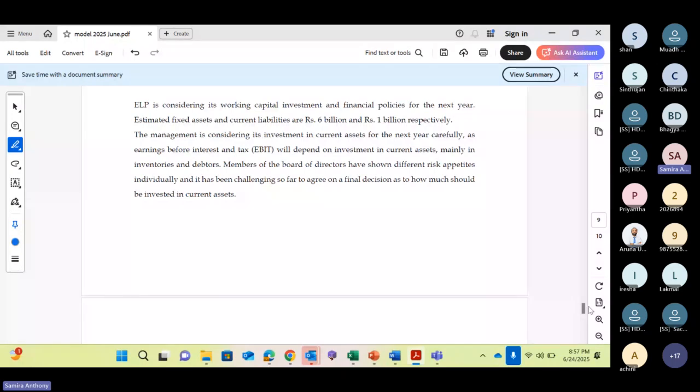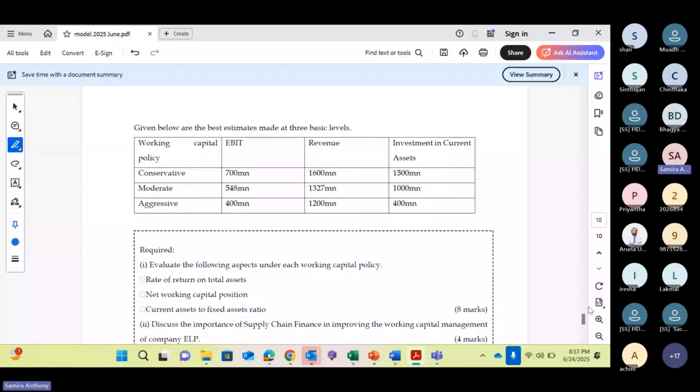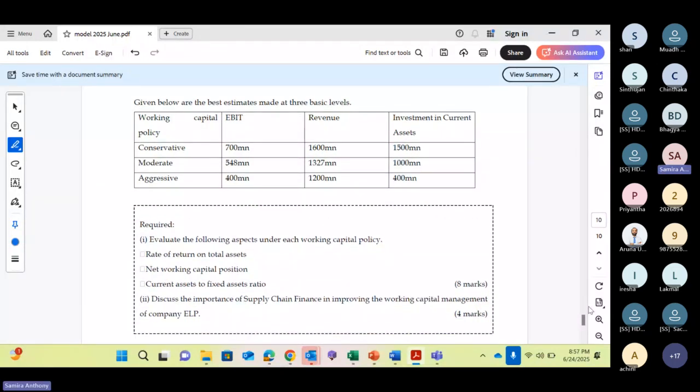Given below are the best estimates made at 3 levels. Working capital policy: conservative, moderate, aggressive. EBIT, revenue, investments in current assets. Evaluate the following aspects under each working capital policy: rate of return on total assets, net working capital position, current asset to fixed asset ratio. Discuss the importance of supply chain finance in improving the working capital management of the company, ELP.